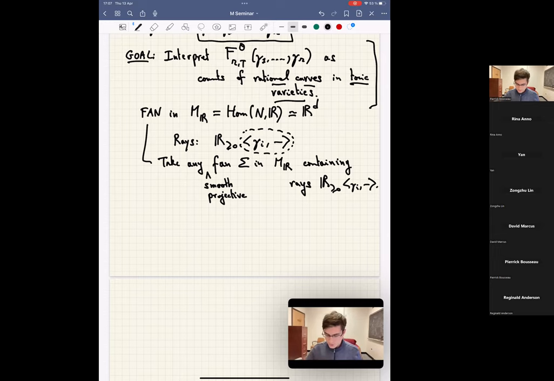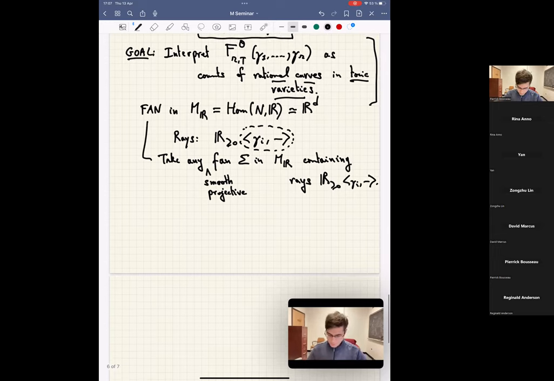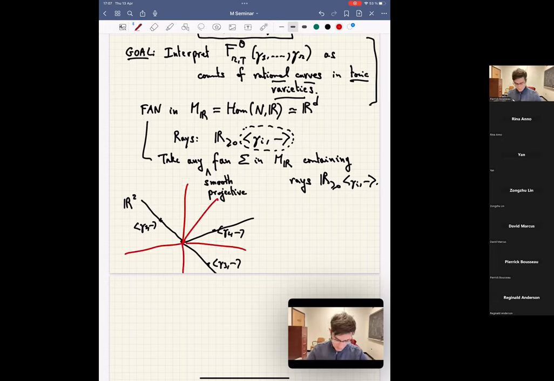Okay, so here there are some choices. The minimal thing that I want is my fan to contain the various rays. If I do a two-dimensional picture in R2, with these various points gamma 1, gamma 2, gamma 3, I want a fan containing these rays. And I have choices. I can always refine the fan if I want. The final result will be somewhat independent of these extra choices. But for example, if I want to get a very nice geometry, smooth and projective, I can always achieve that by adding enough extra cones.